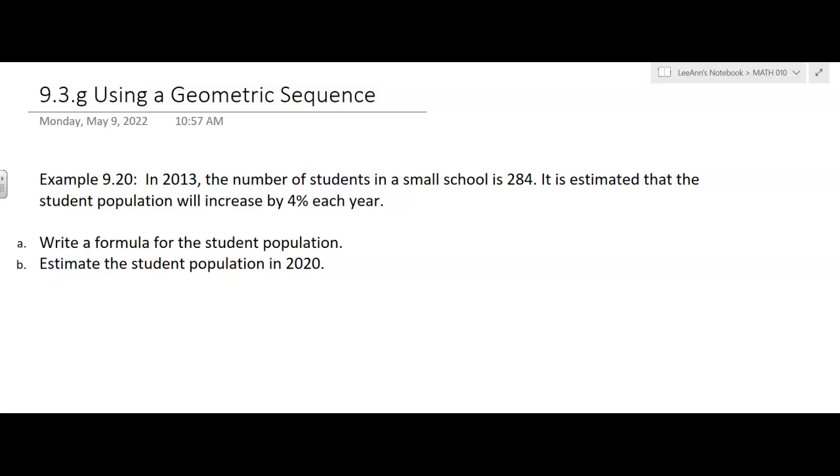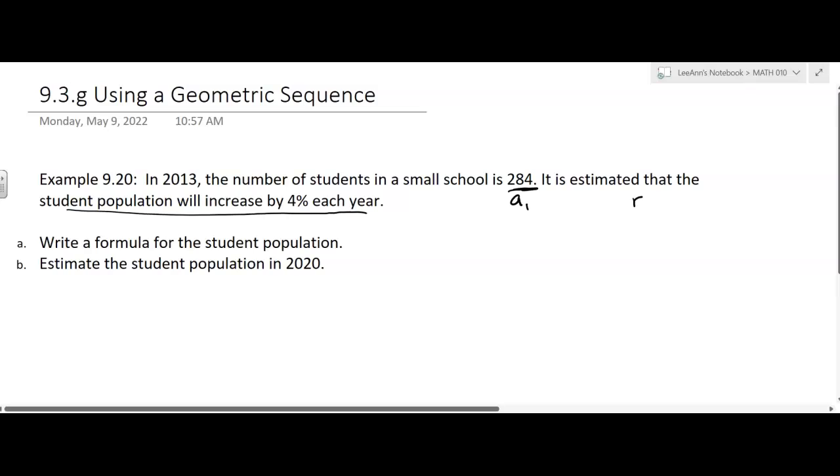Okay, so this problem says, in 2013, the number of students in a small school is 284. So that's going to be like your A sub 1, right? So that's how many students you're starting with. It's estimated that the student population will increase by 4% each year. Now, what that means then is there's going to be an increase of 4%.